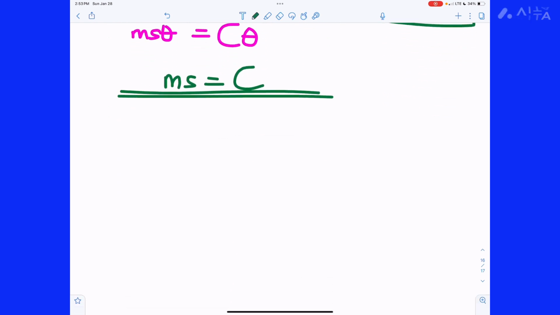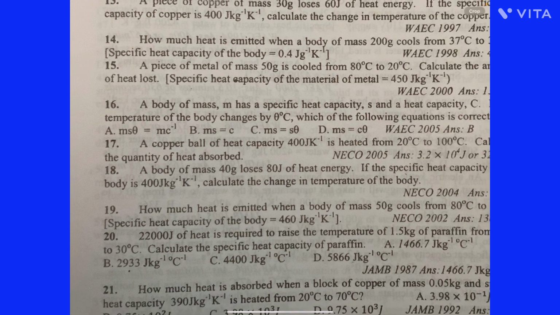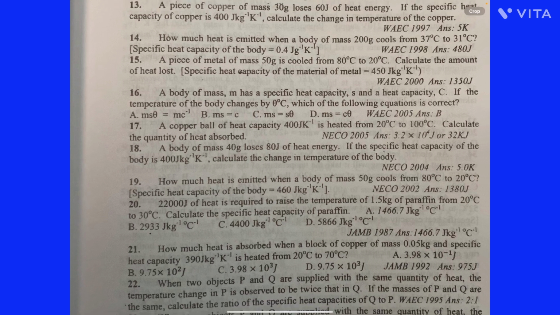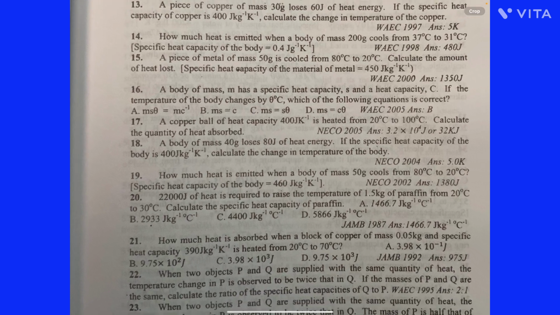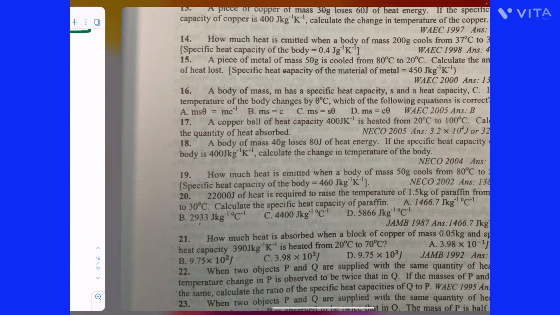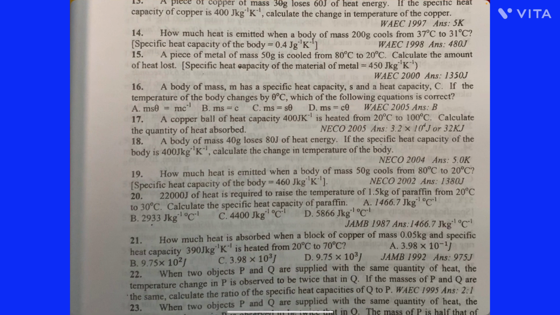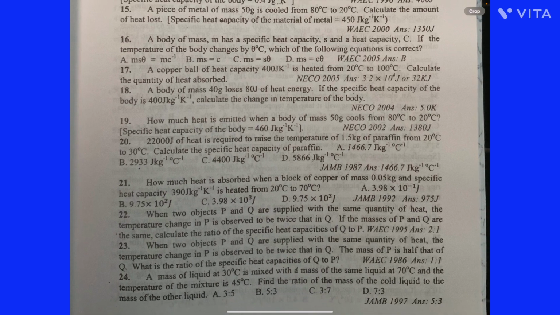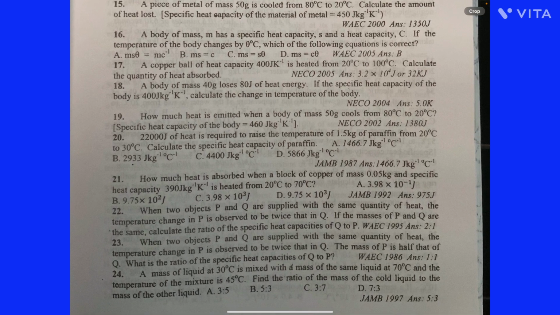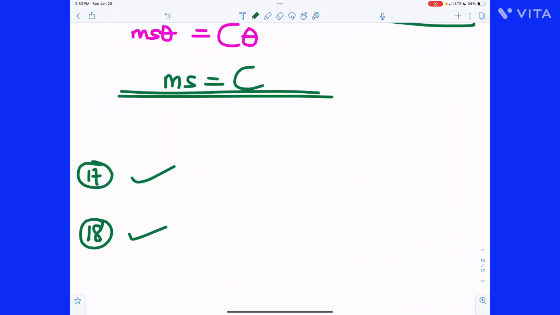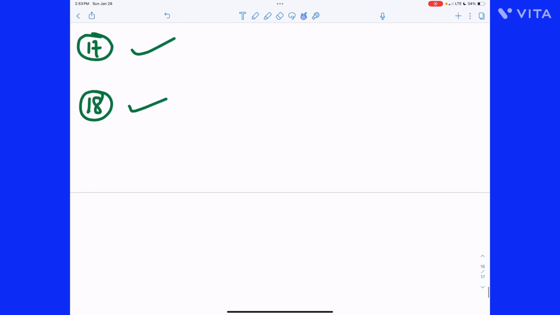It's simple. Question 17 now. A copper ball of heat capacity 400 joules per Kelvin is heated from 20 to 100. Calculate the quantity of heat absorbed. You can do that yourself, that's an exercise. Number 18. A body of mass 40 grams loses 80 joules of heat. If the specific heat capacity of the body is this, calculate the change in temperature. That's also an exercise. We have done many questions like that.